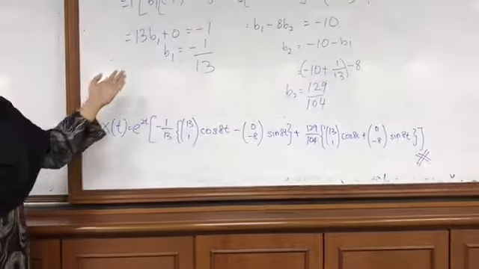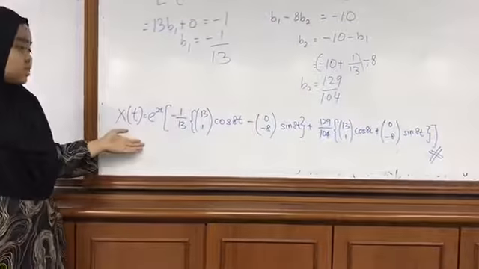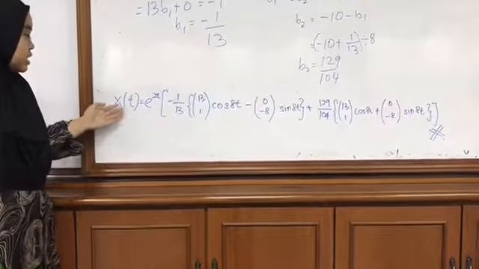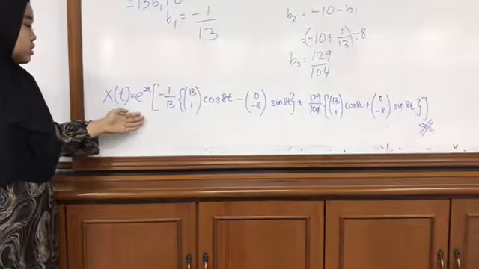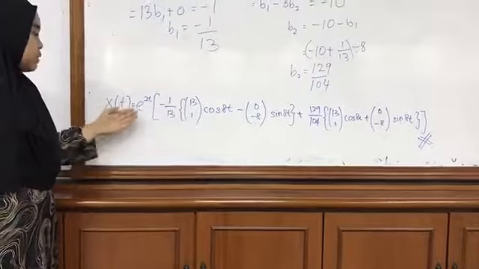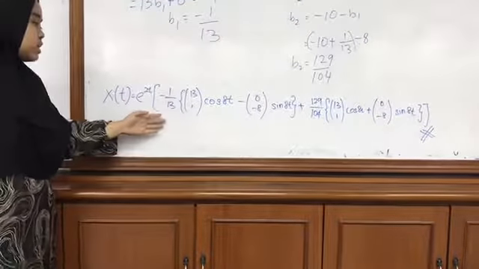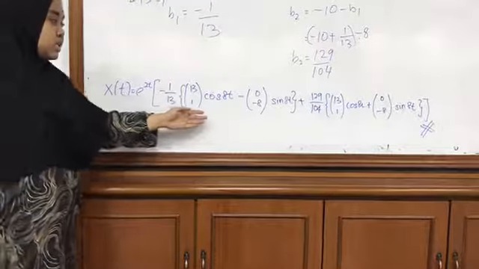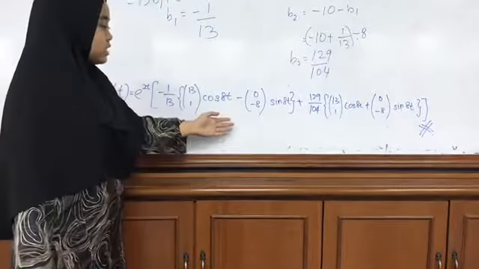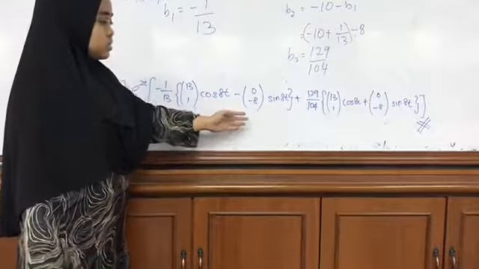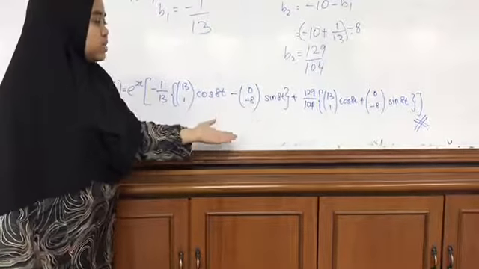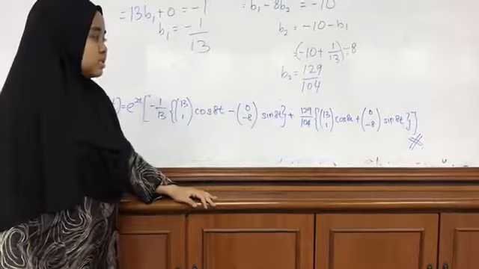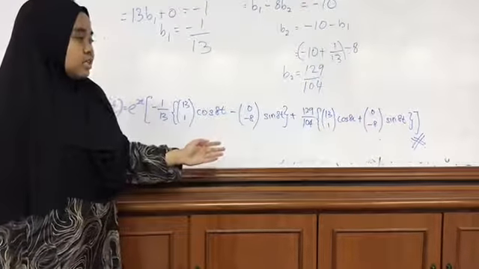Lastly, after we get b1 and b2, we will settle it into the formula. So lastly, the formula is x(t) equal to e to the power of 2t in bracket negative 1 over 13 (13, 1) cos 8t minus (0, negative 8) sin 8t close curly bracket plus 129 over 104 (13, 1) cos 8t plus (0, negative 8) sin 8t close bracket.